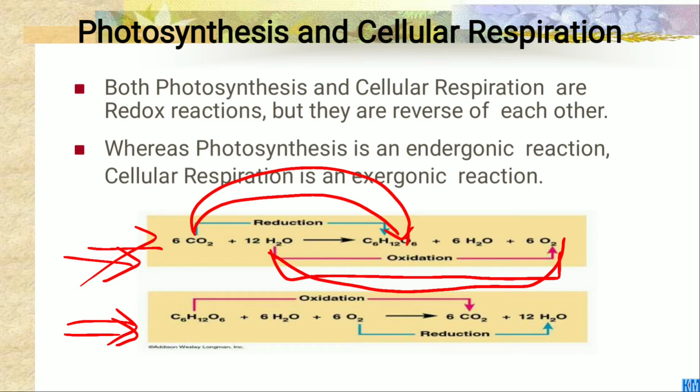That is again the reverse. Glucose is converted into 6 CO2 plus 12 H2O. It is the oxidation reaction, and O2 is absorbed and it forms H2O. It is the reduction process. Ultimately they are the reverse of each other.